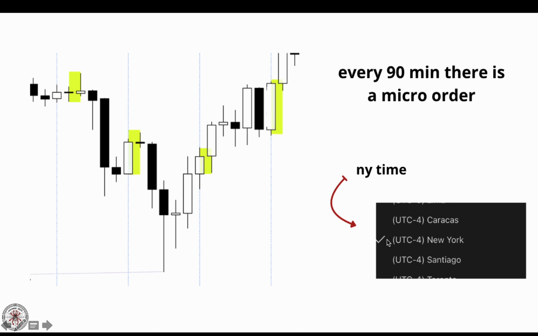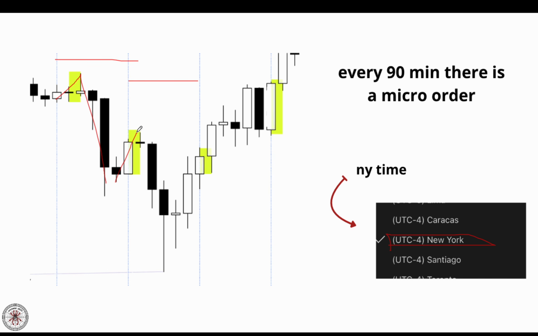We start accounting. First of all, your settings on TradingView: you set New York time. Sometimes it's UTC-5, sometimes UTC-4, depending on whether it's winter or summer. So set that first. Second, every 90-minute cycle, you see this: we start accounting from the midnight New York open, and each 90 minutes price sets a micro order.